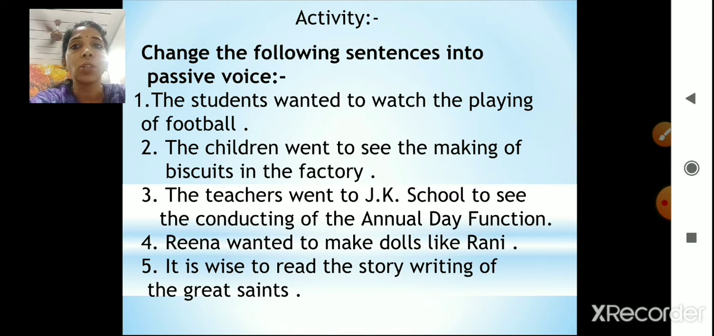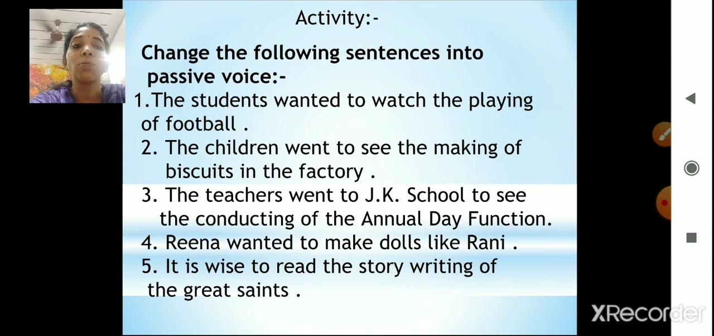The next one: the children went to see the making of biscuits in the factory. The children went to see the biscuits being made in the factory. So making becomes made. The teachers went to JK school to see the conducting of the annual day function. The teachers went to JK school to see the annual day function being conducted. So conducting becomes conducted, and we also use the auxiliary verb being.